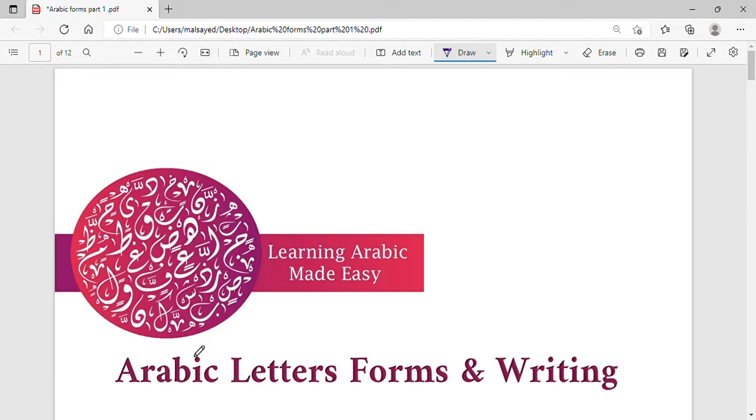أهلا وسهلا. In this lesson, we will learn the Arabic letter forms and how to connect letters to compose words. Arabic is written from right to left in a cursive style, meaning that almost all letters are joined together in a following manner.